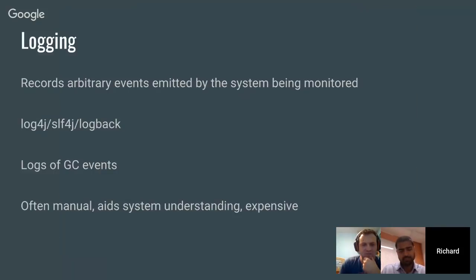So, logging. Logging is another piece of information that you can get out of a production system. By logging, we mean recording some arbitrary event from the system being monitored and then being able to look up that log, query it, and see what was going on at the time. Log4j, SLF4J, Logback, regular Java logging libraries can be used as a performance diagnostic tool. They can be used to log times of specific events coming out of your system.